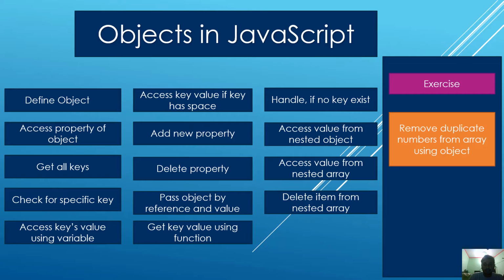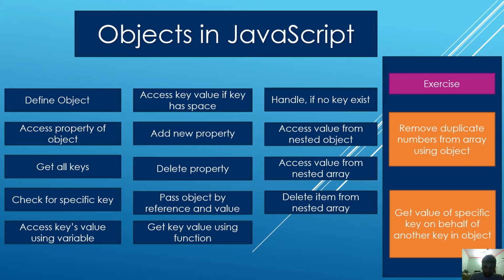First one is to remove duplicate numbers from an array using an object. Suppose you have an array which has some duplicate numbers. So how can you remove all the duplicate numbers, or how can you get a new array which has only the unique numbers? So I'll cover this topic using an object.